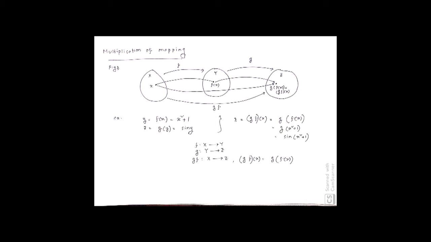Say we have a function y equals f of x, which is defined as x squared plus 1, and another mapping z equals g of y equals sine of y. So these two functions can be put together to form a single function. How? We can define z equals gf of x, which is nothing but g of f of x, which is again g of x squared plus 1, and equals sine of x squared plus 1.